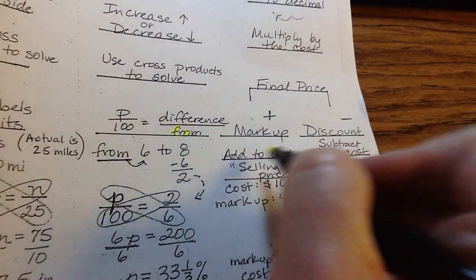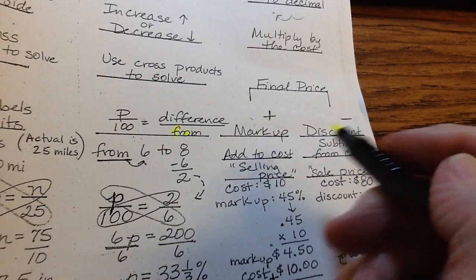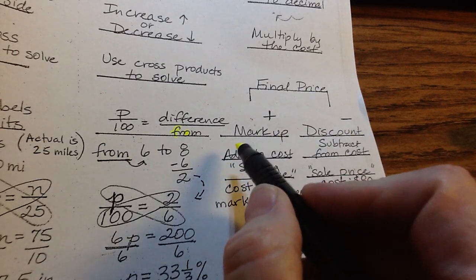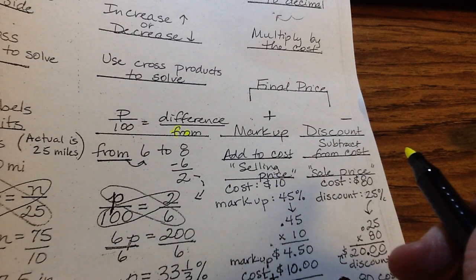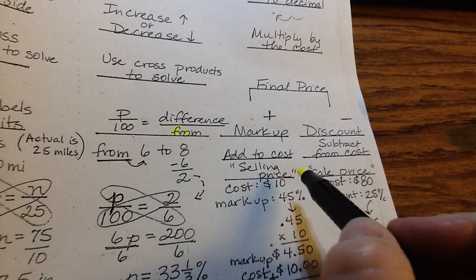Now, a markup is what stores use to pay for their employees' salaries and lights and to pay rent and all the things that they need in order to stay open as a store. So they have to mark up the price. They can't charge you the same amount that they are charged. So a markup is added to the cost, and that's going to give you the selling price.